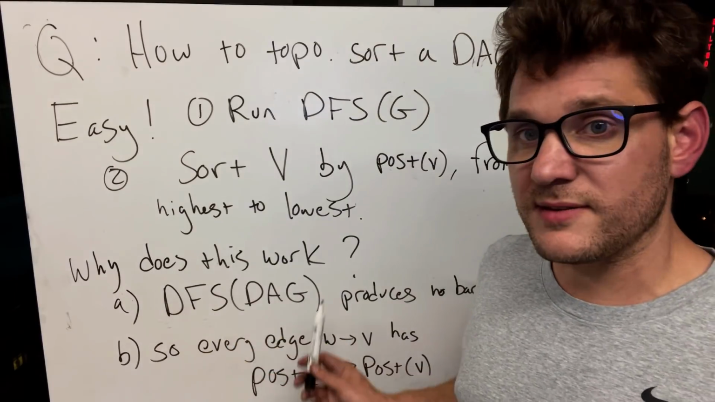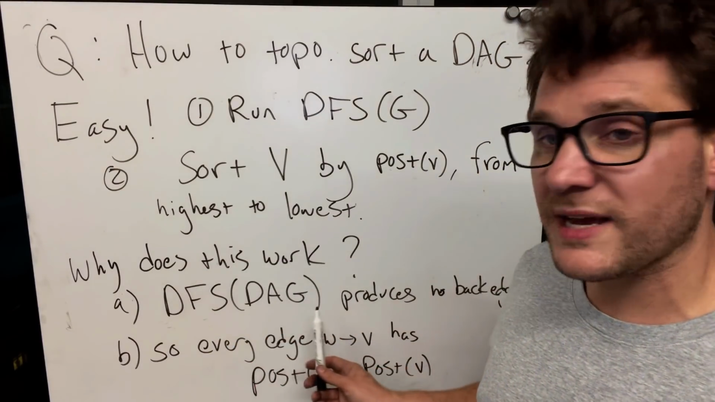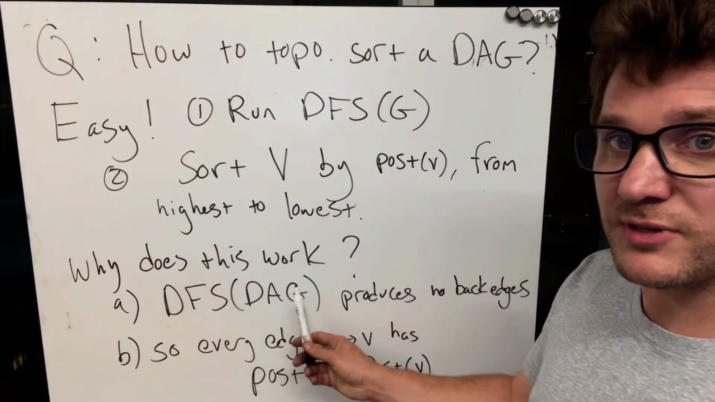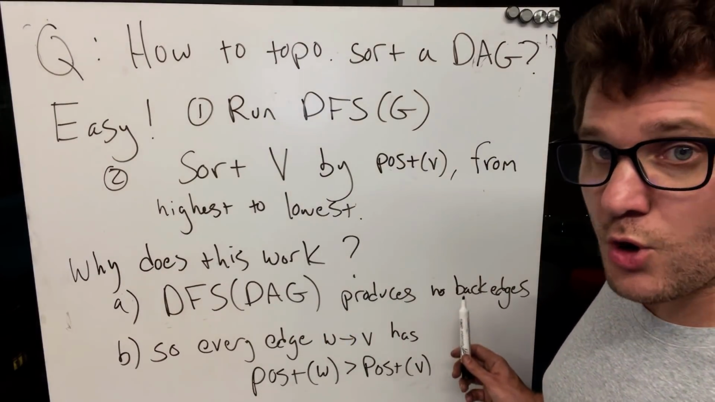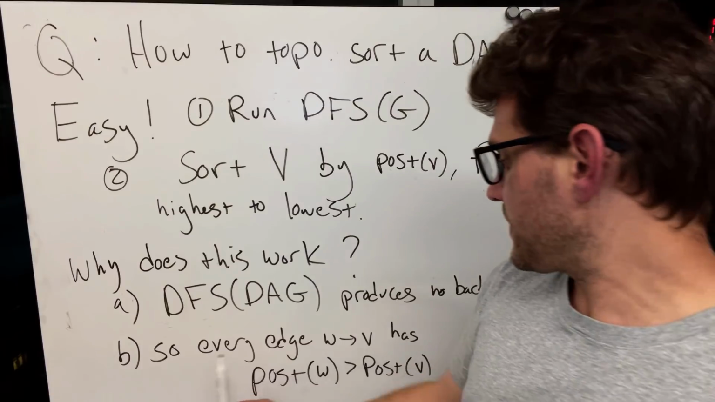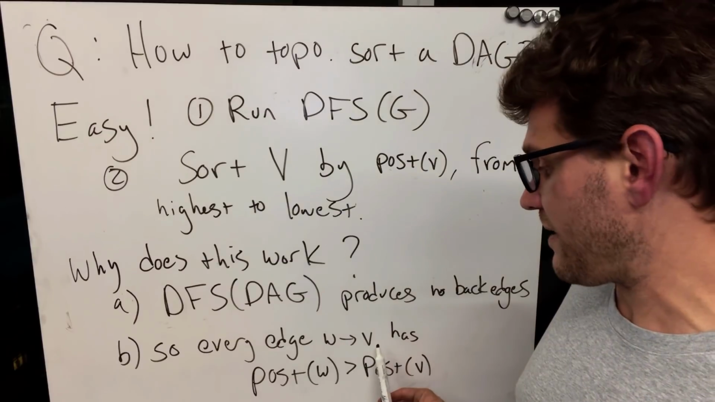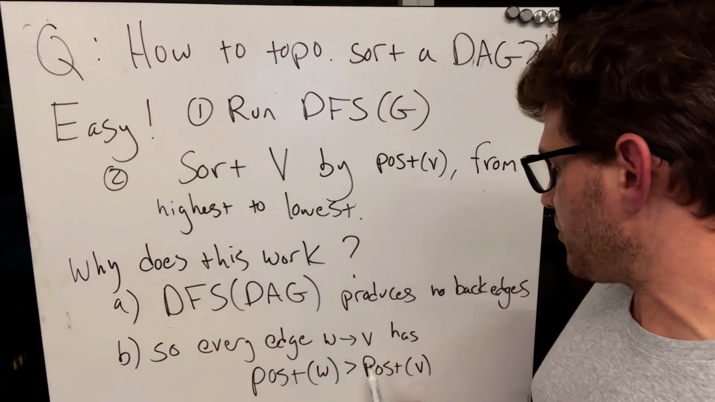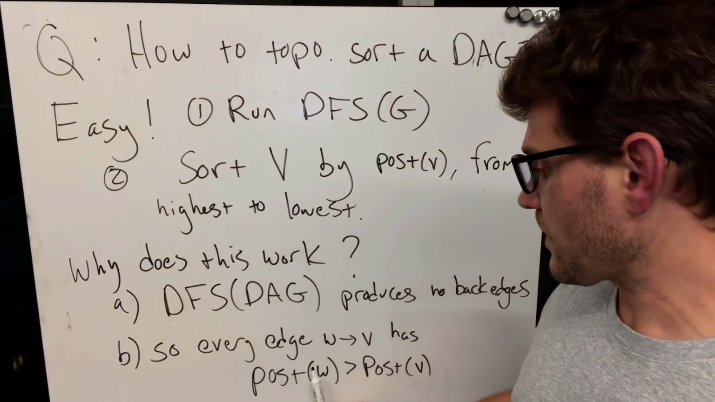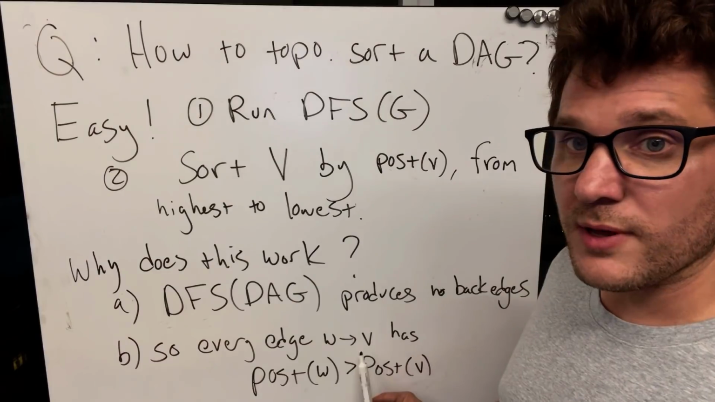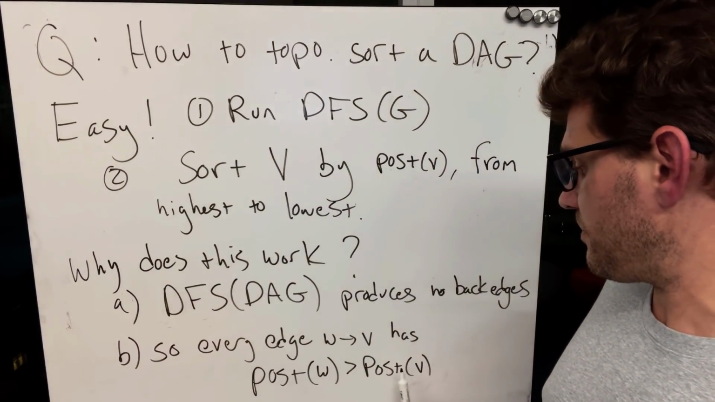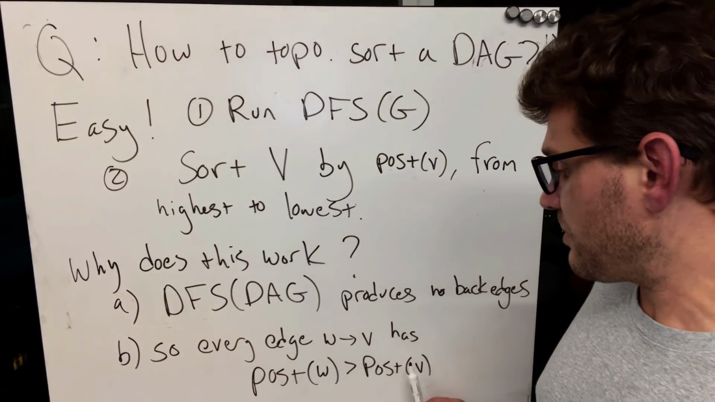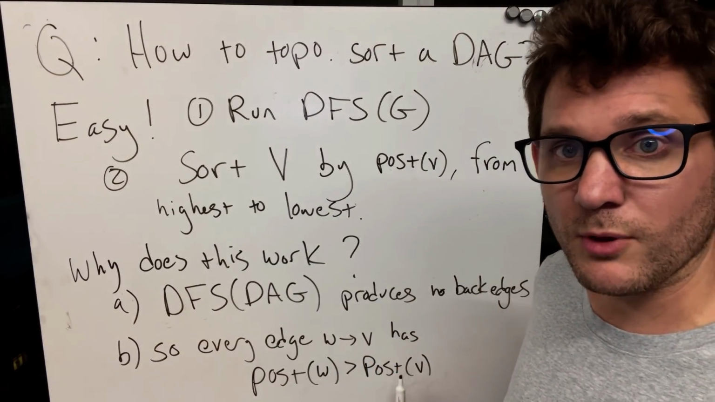One is that when you run DFS on a DAG, because there are no cycles in the DAG, we know that there can't be any back edges. Because this is a DAG, it has no cycles, therefore DFS can produce no back edges. And because of that, every edge that goes from W to V in this graph has to have the following property be true: the post of W is going to be larger than the post of V. The only time that this wasn't the case was for back edges, but we know that there are no back edges, so this property has to hold for this particular graph after we've run the DFS algorithm. You may have to convince yourself that this is true, but this is a nice property that we get from the tools that we built from the last couple of segments.